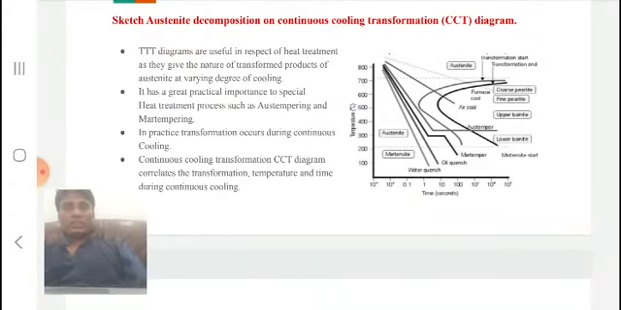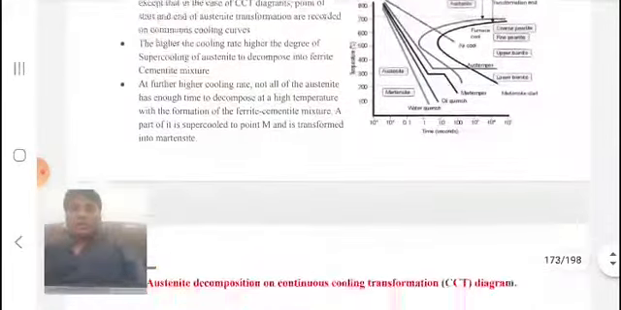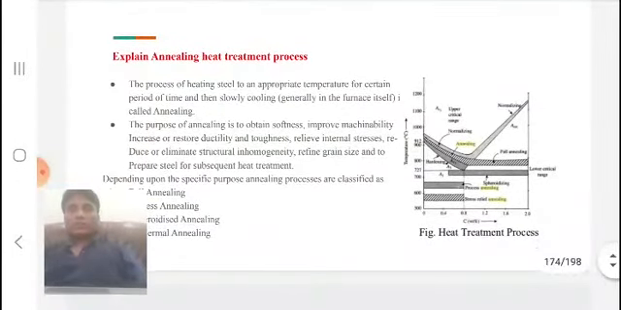how the austenite is decomposed into various microstructures during continuous cooling transformation. Because of the retained austenite, to eliminate the retained austenite and to relieve the internal stresses during cold working or hot working, annealing is used. Annealing is also used for grain refinement in some cases, and for any inhomogeneity in any structural changes in the component.